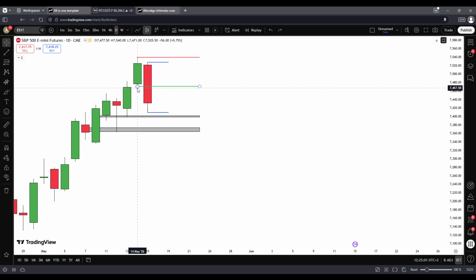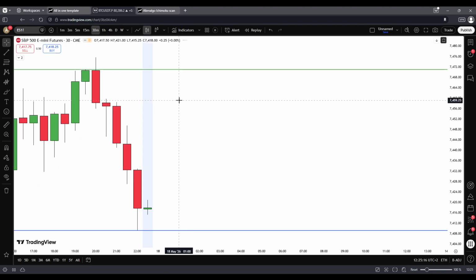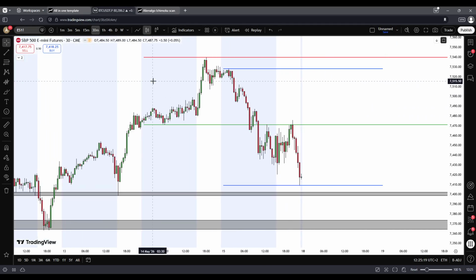So the things I mapped out here is the previous day candle. This was Thursday. This is the Friday candle. We have the Thursday high, the Thursday low, and the Friday high, Friday low. Now we go to the 30-minute. If we just look at this, what happened on a lower time frame?